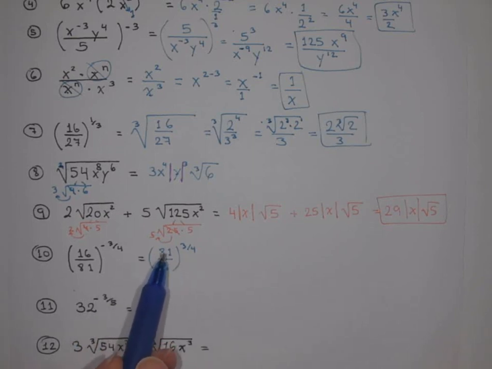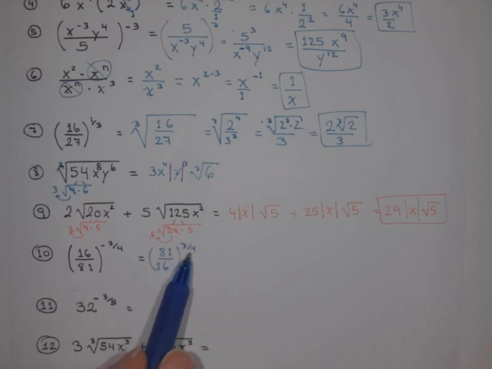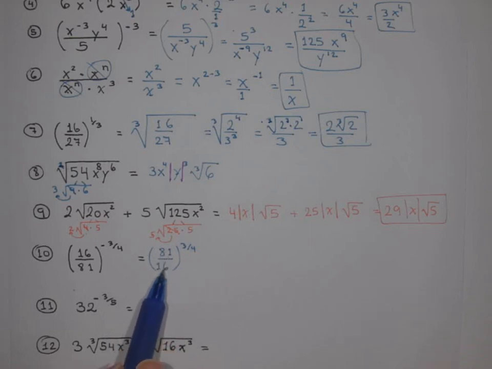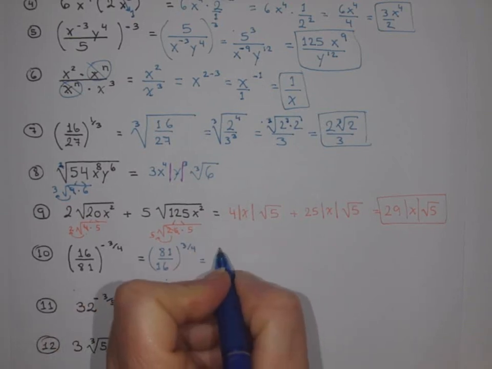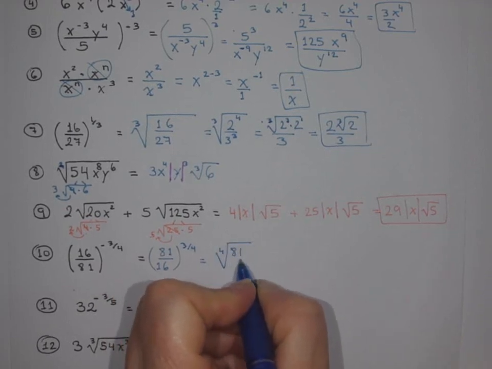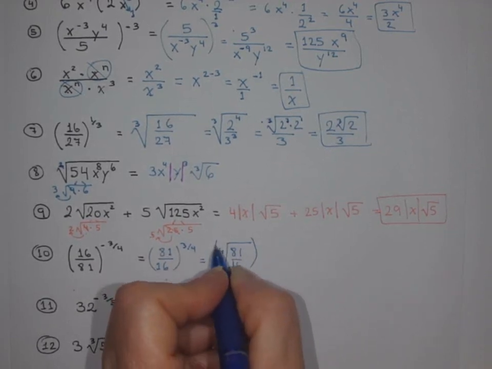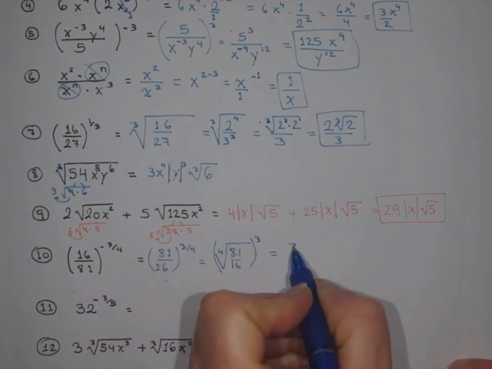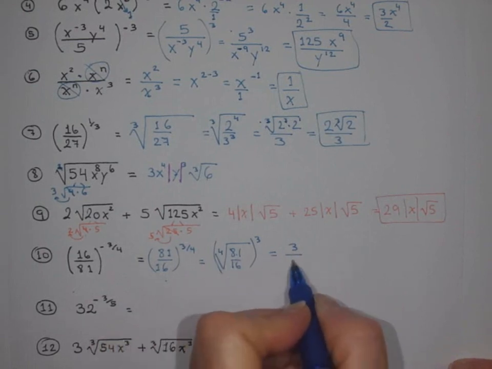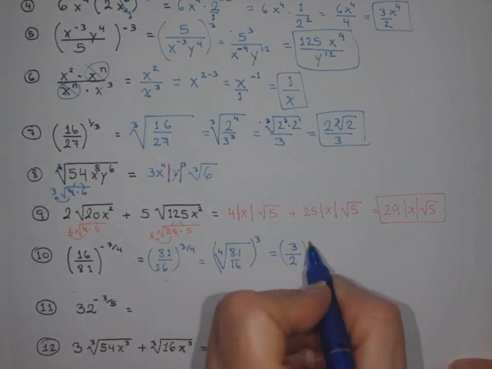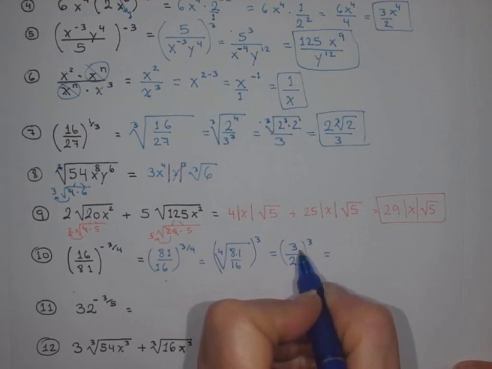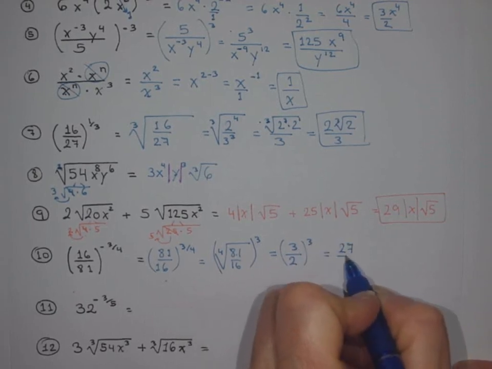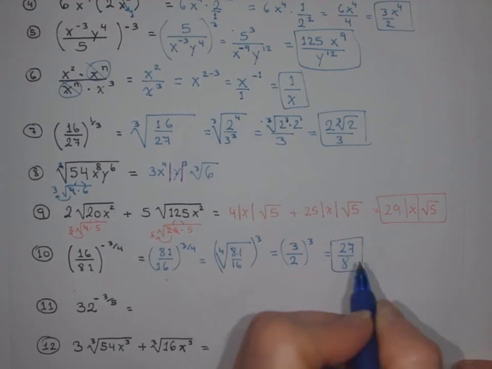And now I have two choices. I can either cube those numbers first, then take a 4th root, or I can take a 4th root first and then cube. I want to take the 4th root first, make those numbers smaller, then I'll cube them. So I want to take the 4th root of 81 over 16, and then once I have that 4th root, I'm going to cube this. The 4th root of 81, well, that's just going to be a 3, and the 4th root of 16, that's going to be a 2. And now I want to cube that. So 3 cubed is 27, and 2 cubed is 8. So that will be my final answer right there.